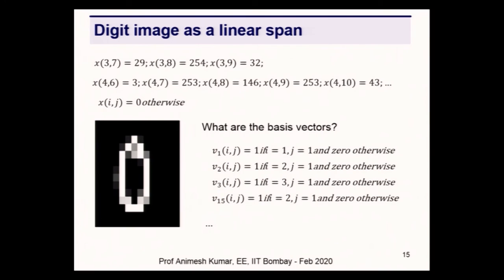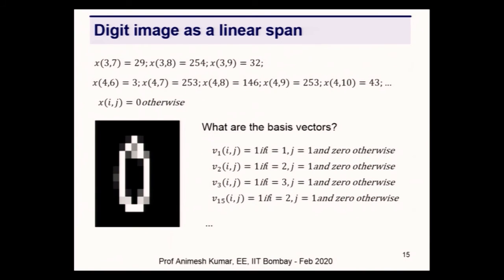So V1 is the first vector, and V1 vector is such that it's only non-zero in the first pixel on the top left corner. Similarly, V2 is the vector which is having only one non-zero pixel, and that's, let's say, at the second row and the first column. Similarly, V3 is again one vector having only one non-zero pixel at third row and first column and so on. So you can construct.